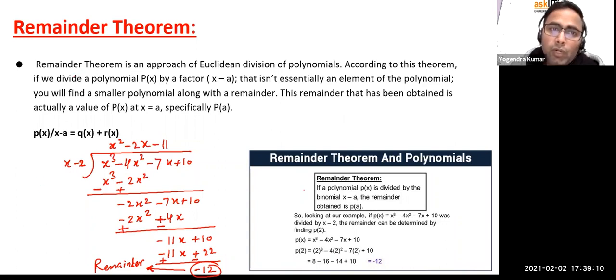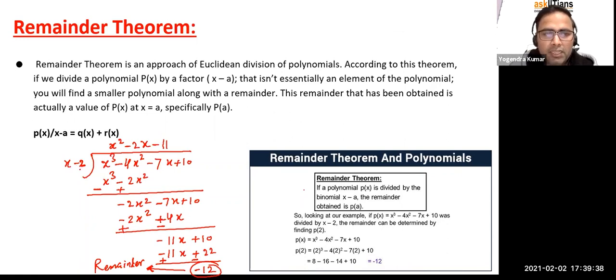Here the remainder theorem is actually giving us a shortcut. You should not do the long division. The remainder theorem gives us a shortcut to avoid this long division. Imagine if a higher degree polynomial is there, and you need to do so many steps just to get to this remainder. So there is a shortcut to find this remainder. And what is that shortcut?